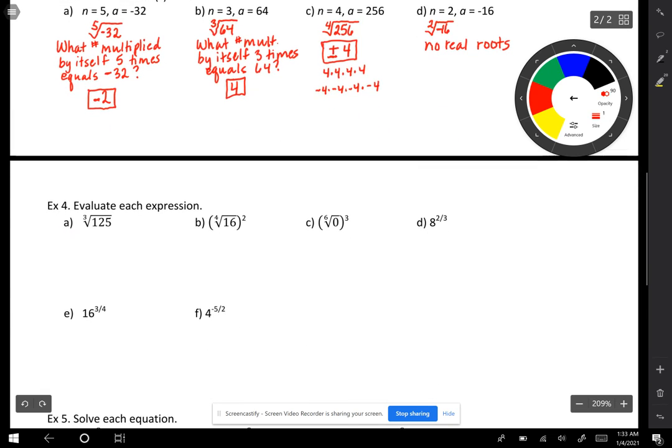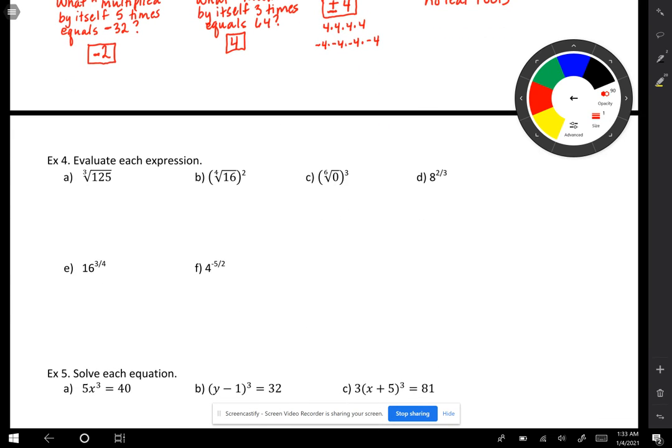Okay. Now going to our back page, we're going to evaluate each expression. So basically answering the questions. On A, what number multiplied by itself 3 times gives us 125? And the answer is 5. What number multiplied by itself 4 times gives us 16? And remember, this is even. When that's even, you're going to look at this number, which is also greater than 0. And therefore, you're going to have 2 answers.